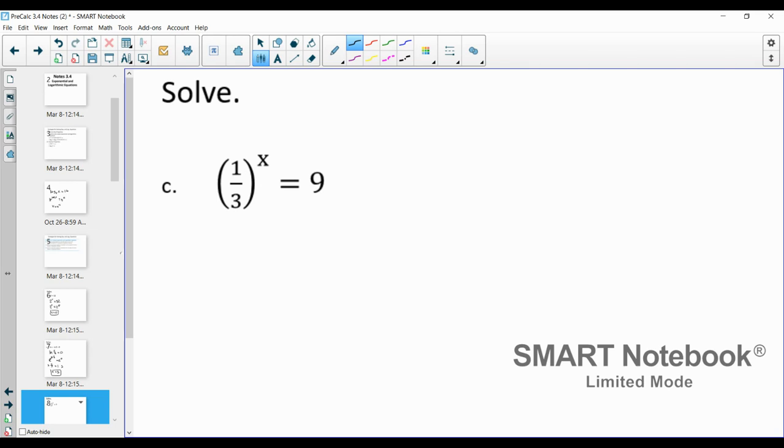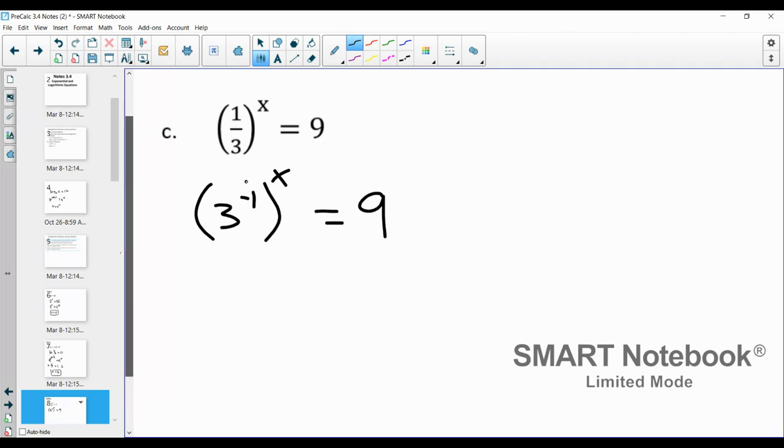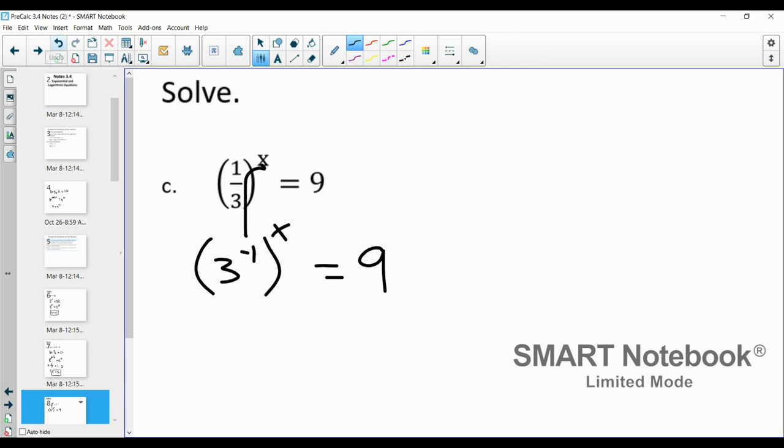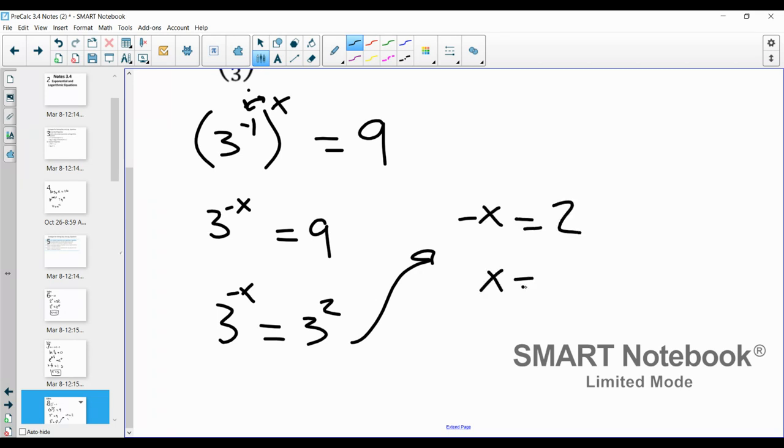This one's tough, okay? There's different ways you can see it. I like to see it as, instead of this being 1 over 3, this could be 3 to the negative 1 raised to the x equals 9. Well, when you have a power raised to a power, that's like multiplication, so we can multiply here, and here. And so this becomes 3 to the negative x equals 9. Well, one way to rewrite 9 is 3 squared. It's one-to-one from here. And so you can say negative x equals 2, which means x equals negative 2 as your answer here.